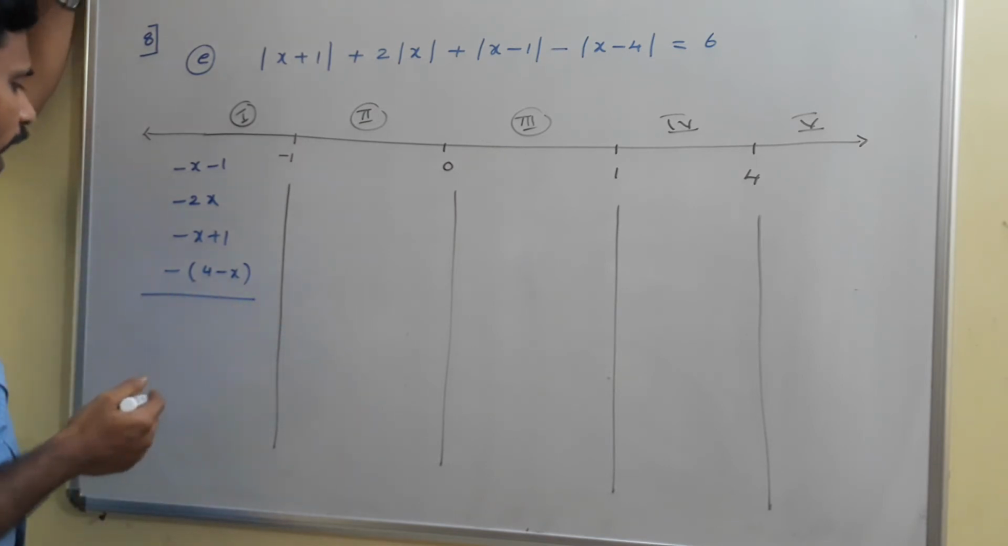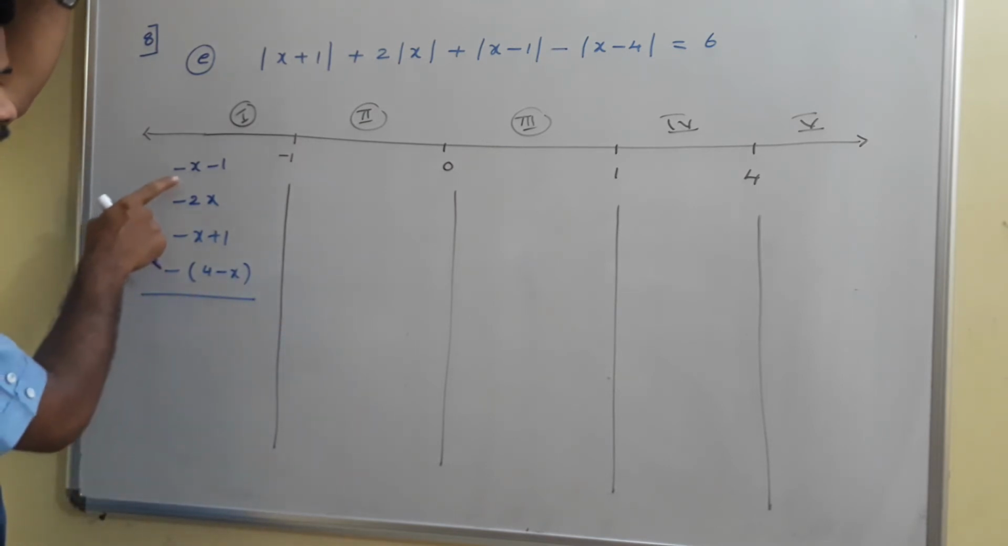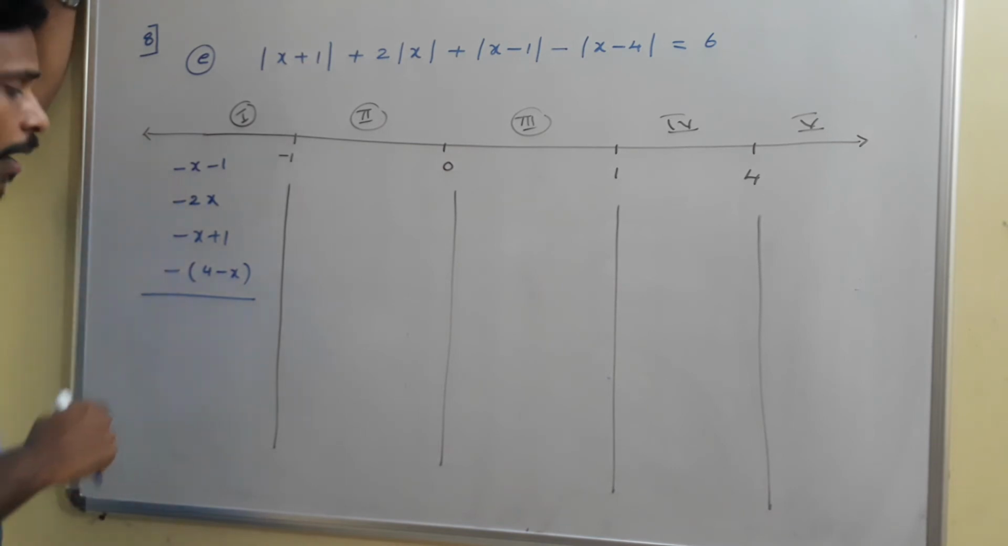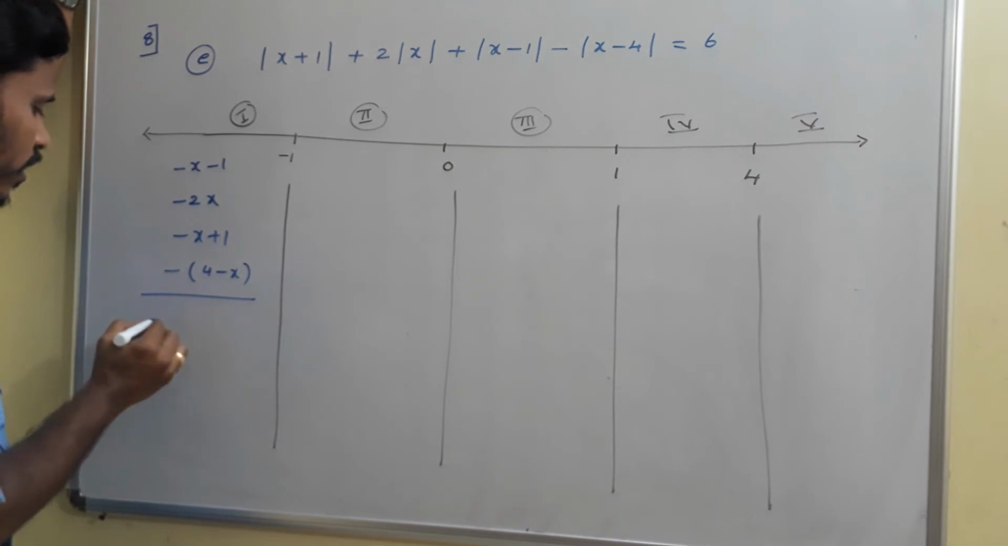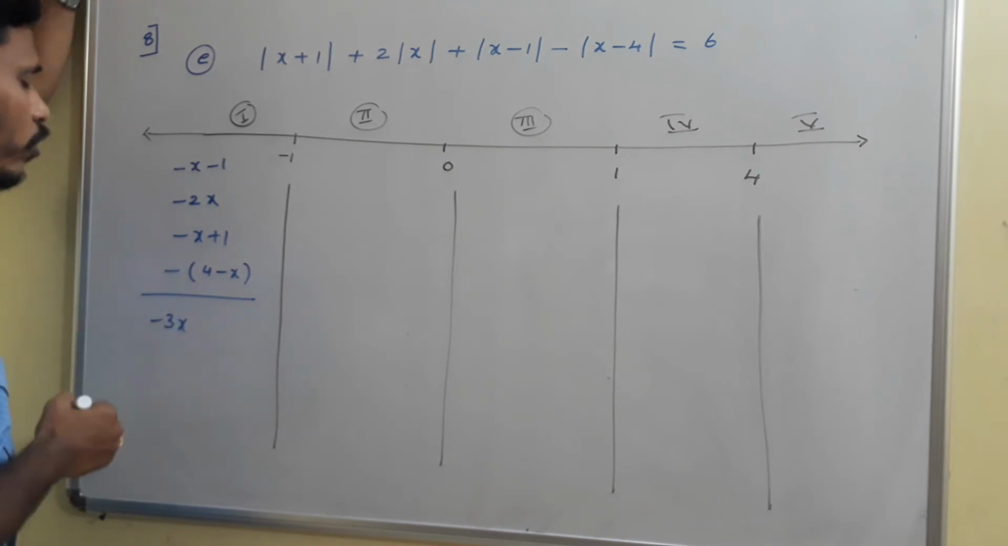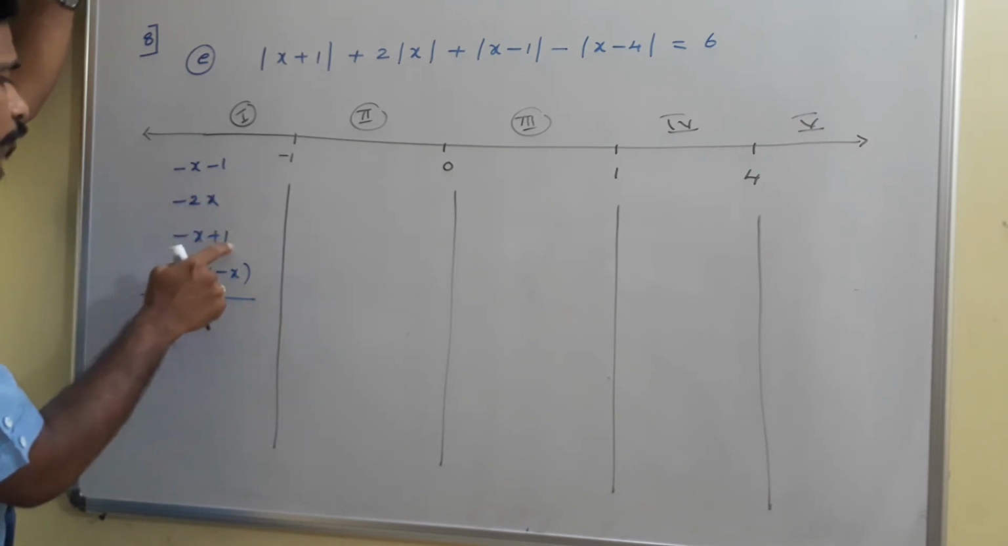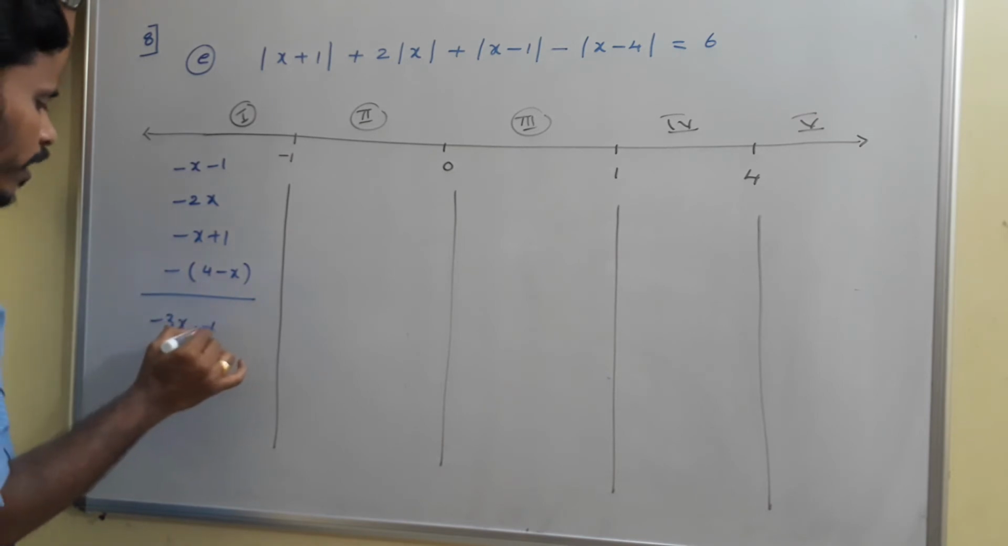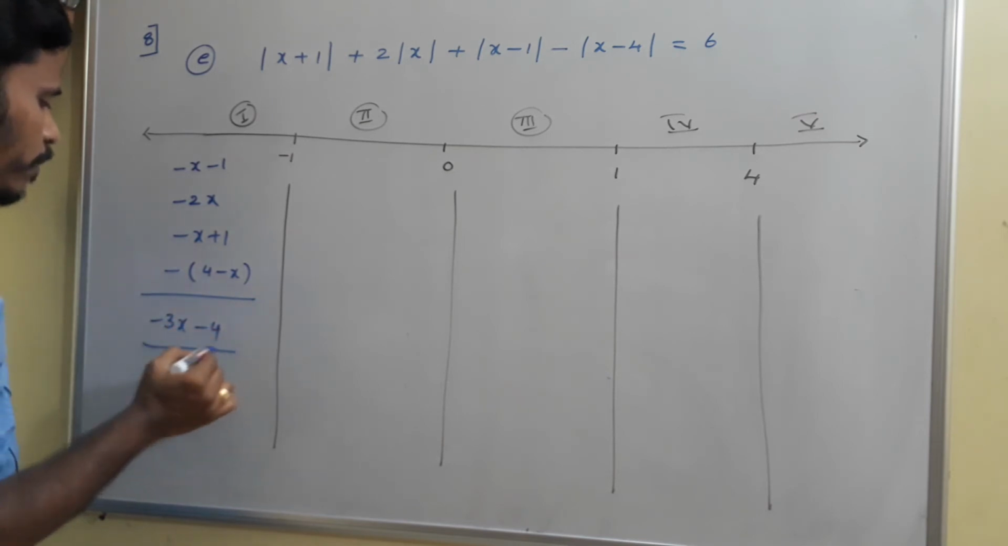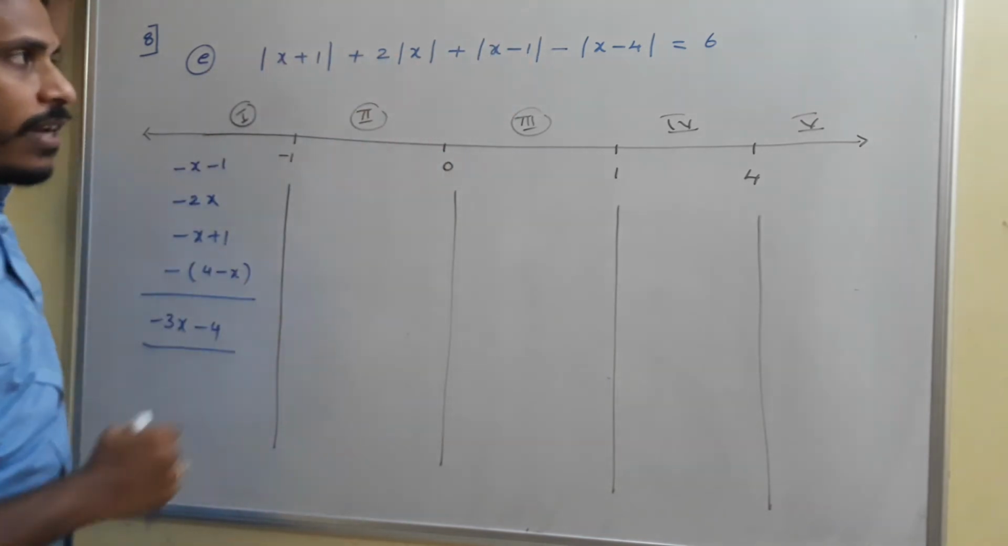So be careful while adding, just think about it. Minus x minus 2x minus 3x minus x minus 4x and plus x is minus 3x. And now think about the numbers. Minus 1 plus 1 will get cancelled, you are left with minus 4. So minus 3x minus 4 is the simplification of this left side.